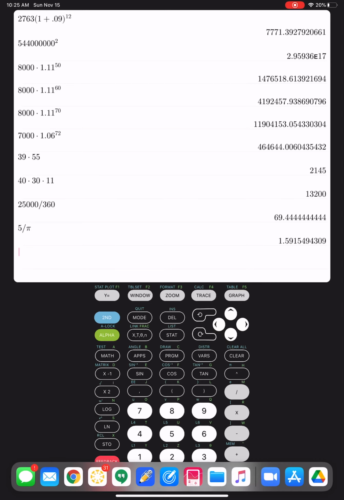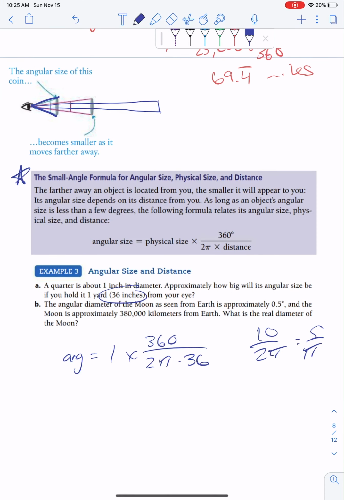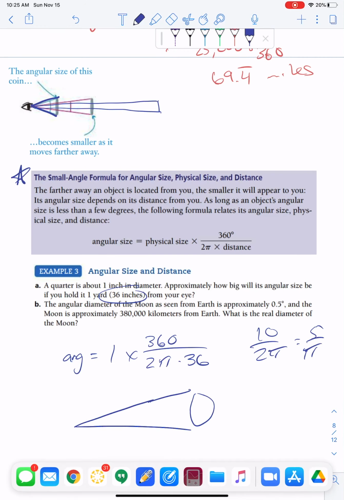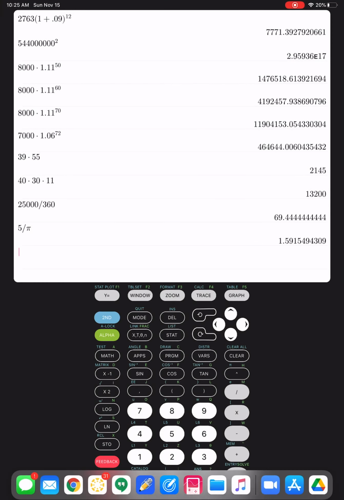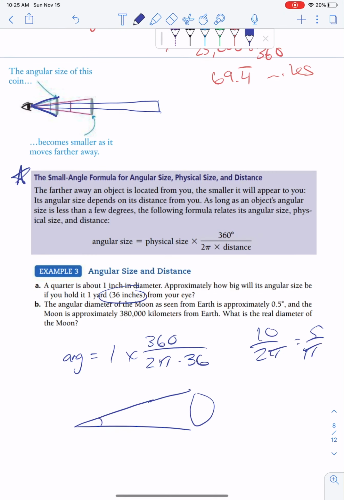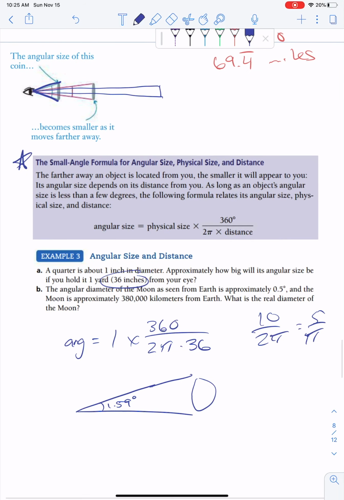1.5915. So the angle that your eyeball would see that coin, if it was a yard away, that angle would be, what was it? I already forgot. 1.59. Okay, this angle right here is 1.59 degrees. Be really careful that you use the same units for the size and the distance. Otherwise, it's not going to work.